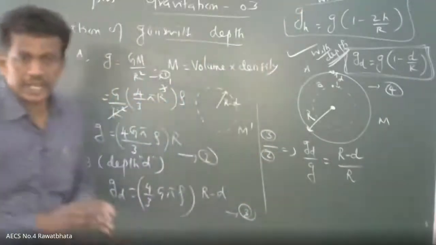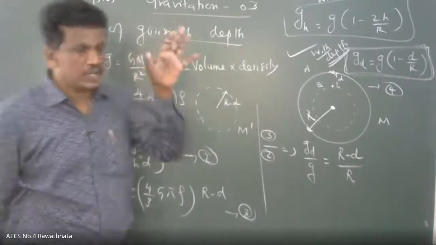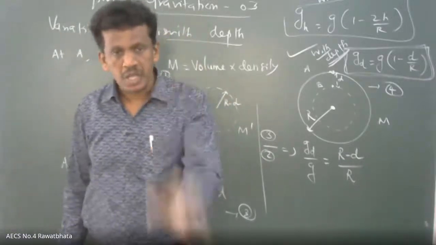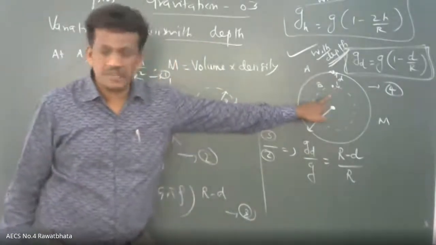Once again, I am repeating. What is the topic? Variation of g with depth. We know that small g is not a constant, so it is a variable. Now with respect to depth, how does g vary?